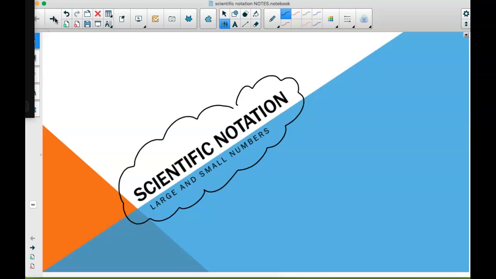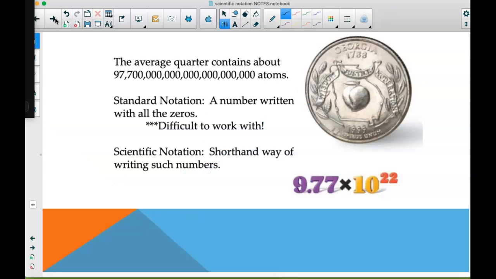So there's a lot of this stuff that you don't have to write down. Do not write all of this down. That's way too much to write, and it'll be online in the notes. The average quarter contains about 97 sextillion, 700 quintillion atoms. Okay, that's a lot. That's a really, really, really big number.